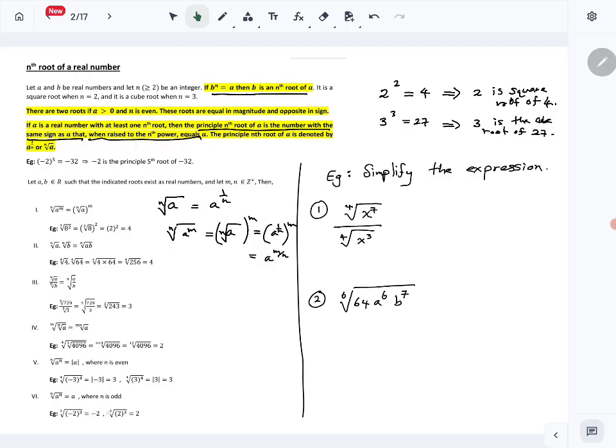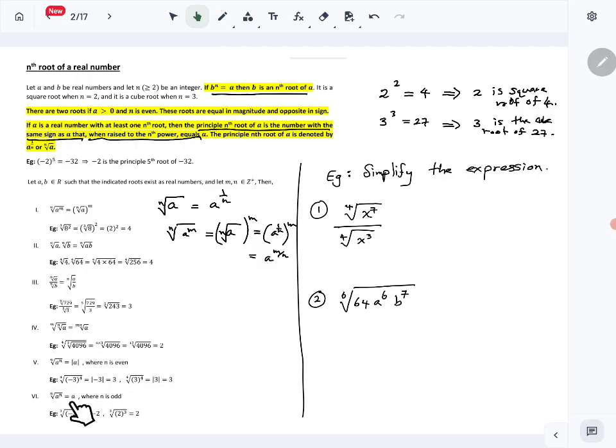Okay. And these two laws. Fifth one: the nth root of A to the n inside is equal to the absolute value of A when n is even. So for example, the fourth root of minus 3 to the 4 is the absolute value of minus 3, which is 3. Similarly, the fourth root of 3 to the 4 is equal to 3.